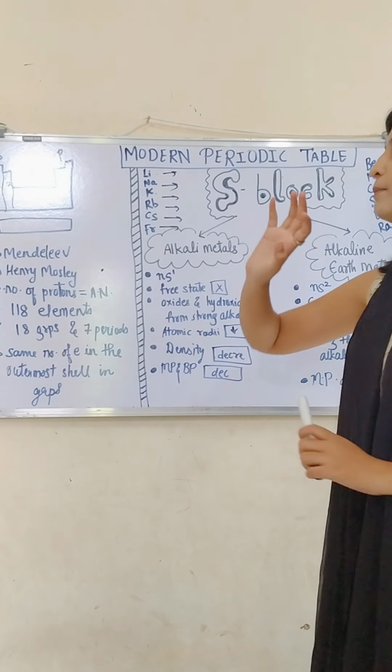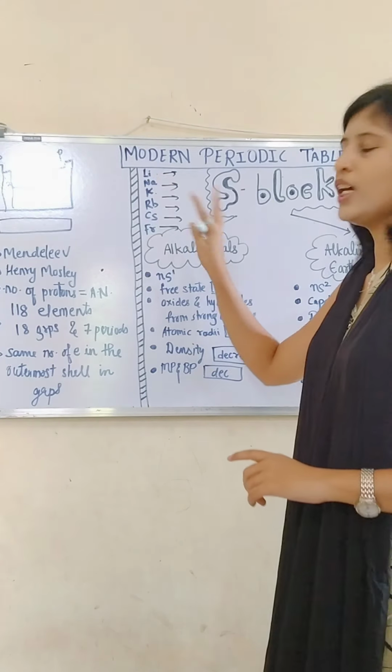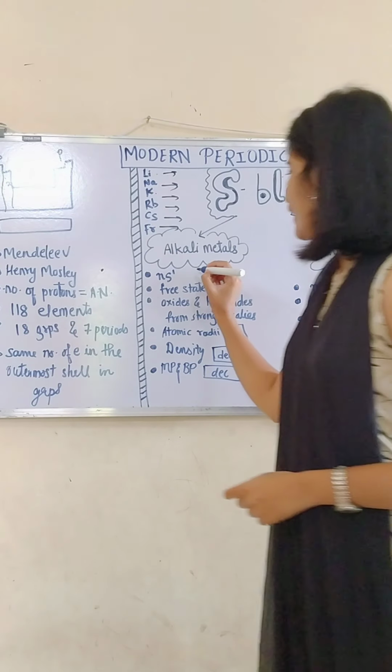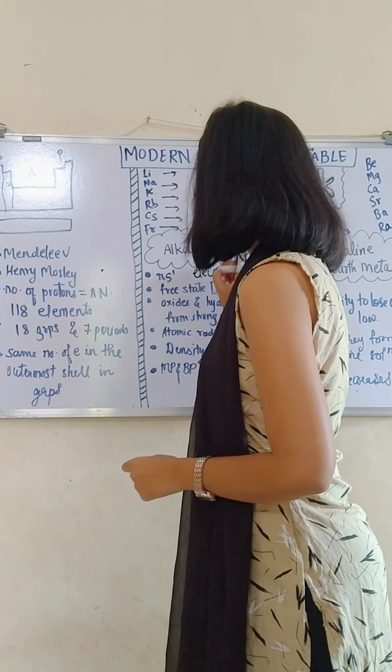Now let us see some characteristics of these elements which are involved in the first group. First of all, their electronic configuration is ns1.